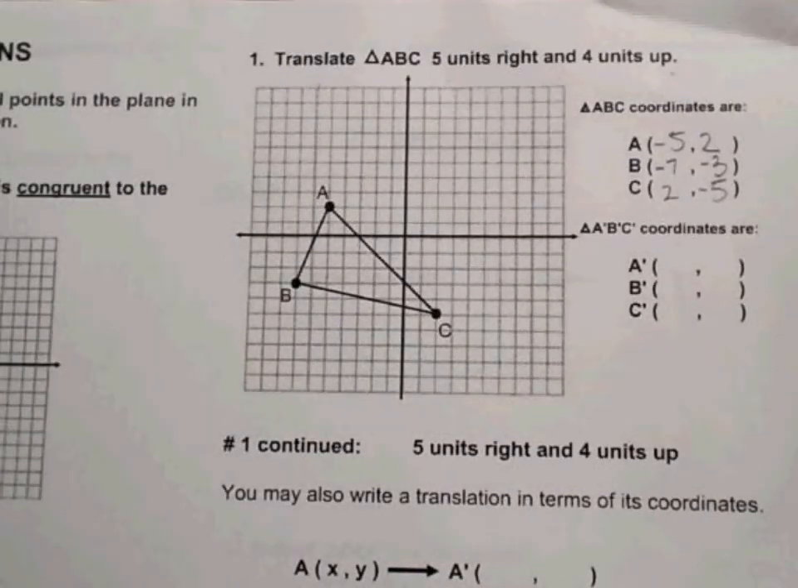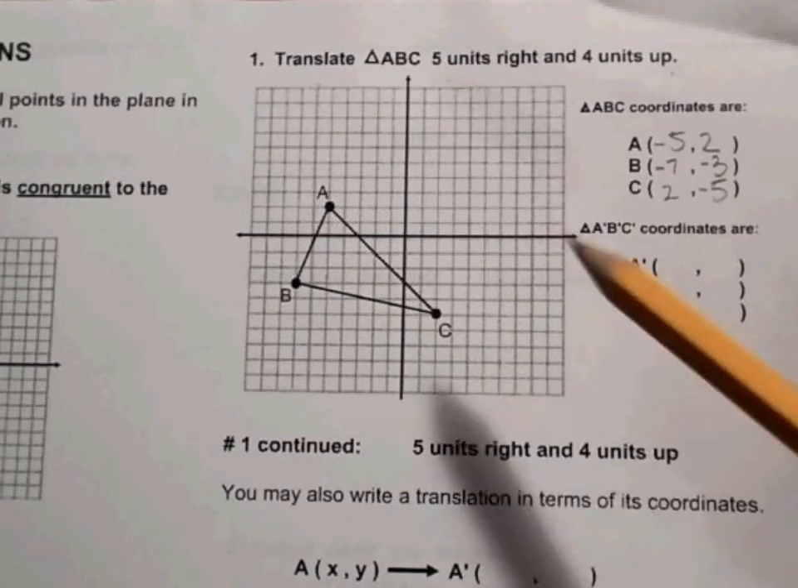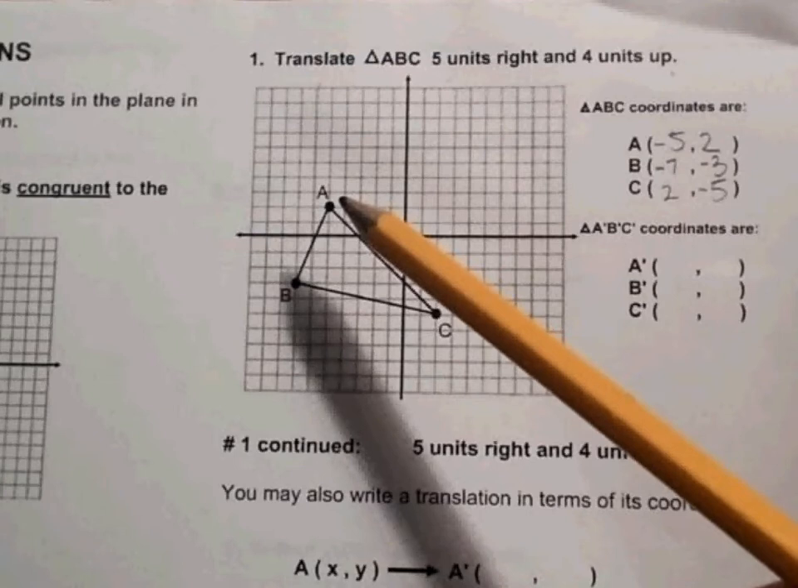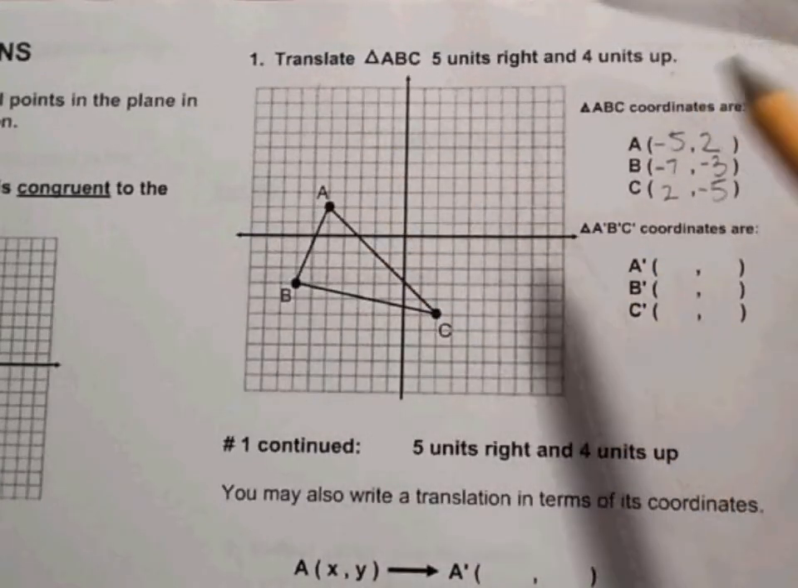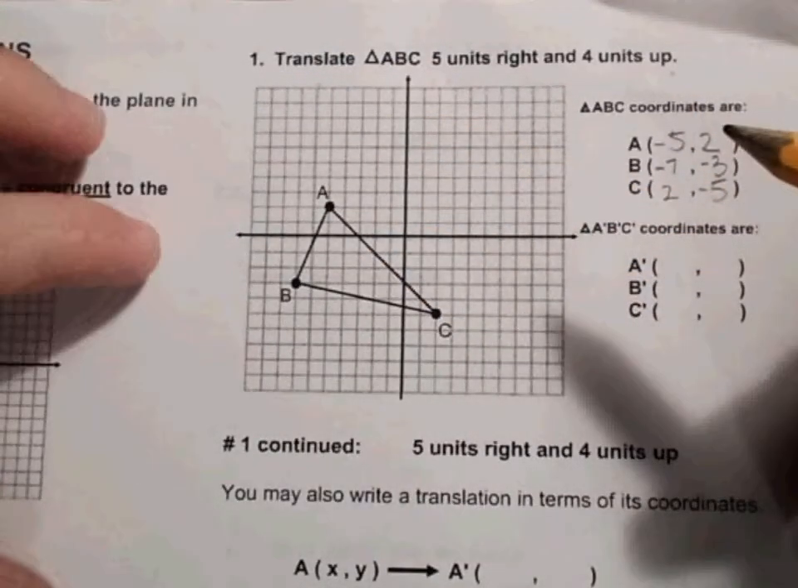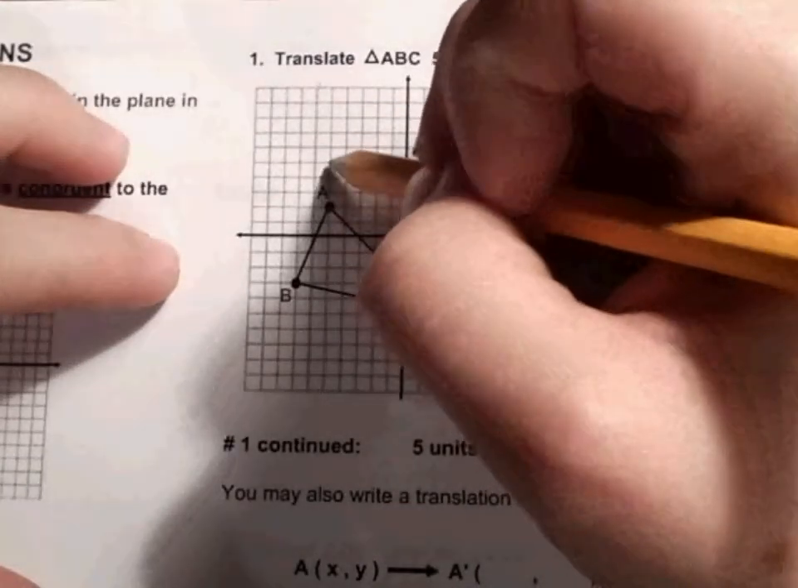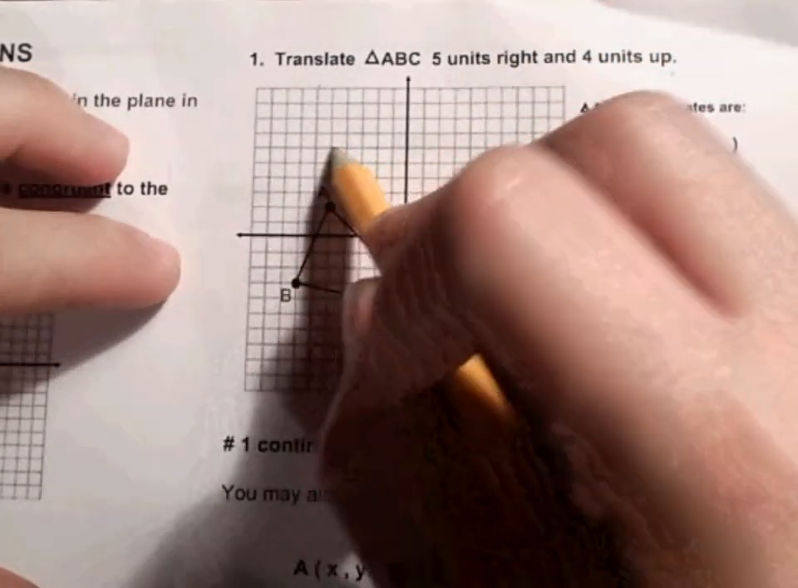Now what we're going to do is translate it, or slide it. So we're going to slide it 5 units to the right and 4 units up. The cool thing is in class today we did it with patty paper, which made it so much easier. But when you don't have the ability to use patty paper, you're going to have to move each one of these 4 units up and 5 to the right. So let's do A. I'm going to move it 4 units up, 1, 2, 3, 4, and 5 to the right.